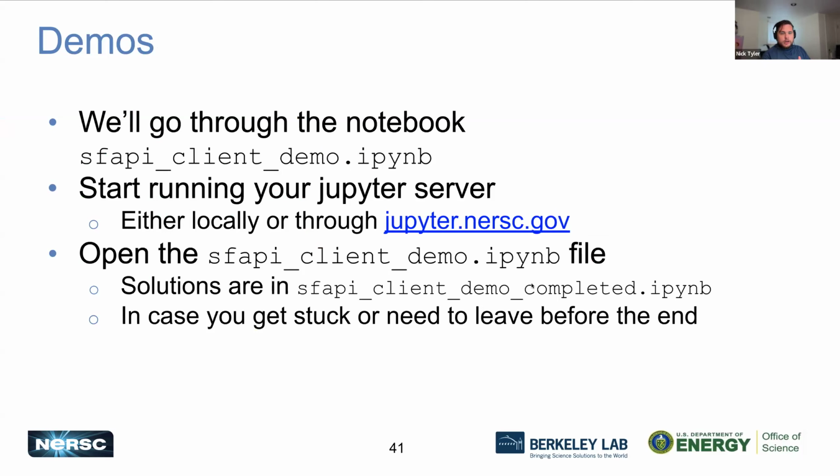So we're going to jump over to the notebook. Hopefully you've downloaded this already. I'm going to be working out of the SFAPI client demo notebook. You can either run this on Jupyter, or if you want to, you can run this locally. There are also solutions to all the cells in the underscore completed notebook. So in case you get stuck or are a little bit slower typing or anything like that, feel free to just open up the client notebook or the completed notebook and go from there.